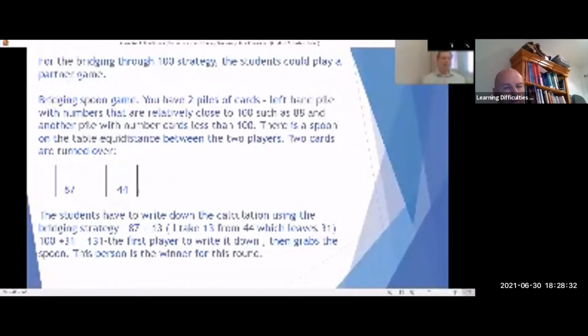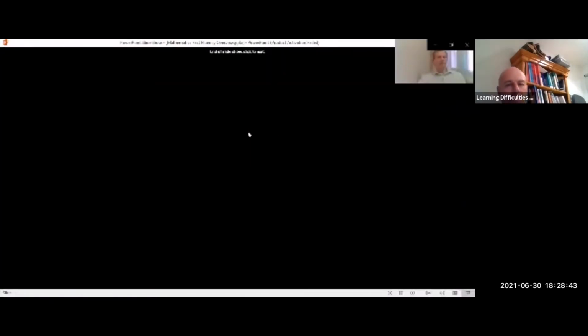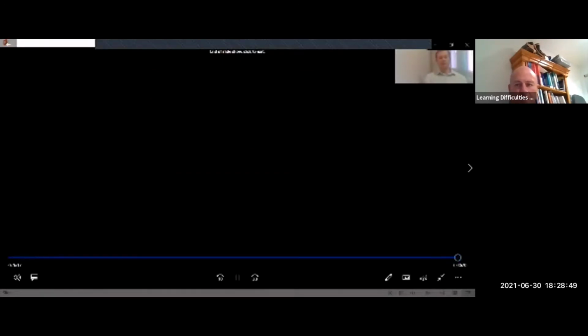I think it's important that the students write down the calculation as well, as that helps embed the process in their long-term memory. So in summary, what we're aiming for with the students is for them to reach a level of automaticity where they can very quickly recall the maths facts with minimal effort. Thanks very much for giving me this opportunity to present, and I hope you found it informative. Thank you.